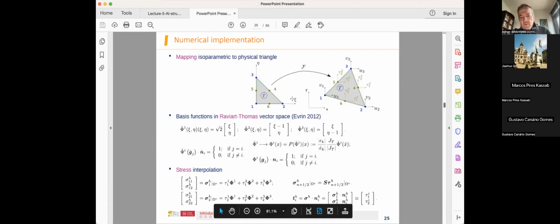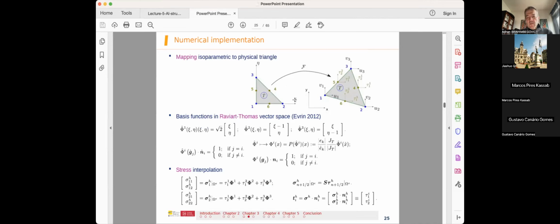And then if I want to build the stress interpolation, which are conveniently placed here, I'm using something called the Raviart-Thomas vector space, where these shape functions have a unit value at a particular node here on this edge, and go down to 0 at the other two nodes.